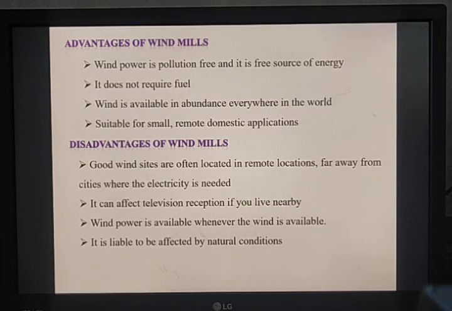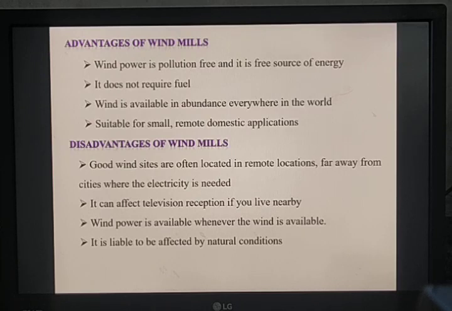Good wind sites are often located in remote locations, that is far away from the cities and far away from the town. For that reason, the transmission losses increase and the transmission line cost increases. That is the drawback. Sometimes birds are killed by flying into the rotor. That is the major drawback. Whenever the bird hits the wind blades, some amount of bend occurs automatically. The RPM is reduced.